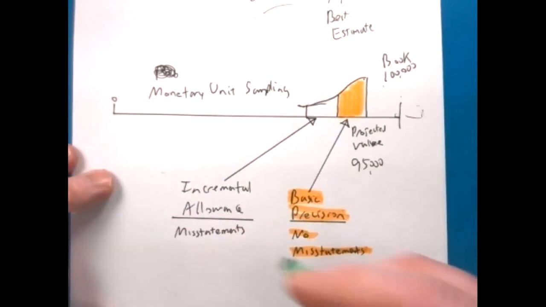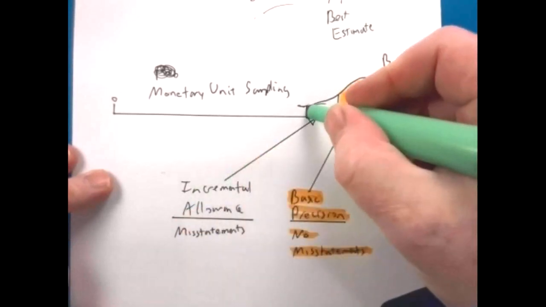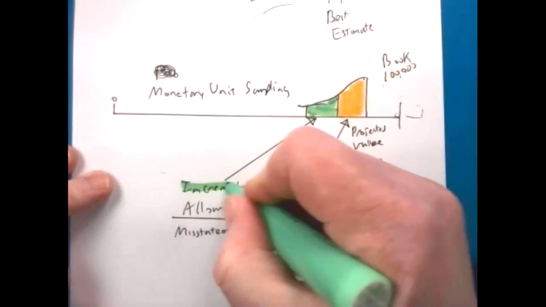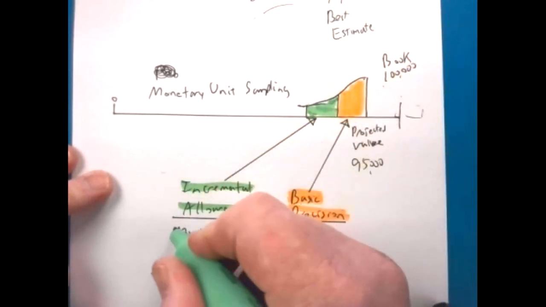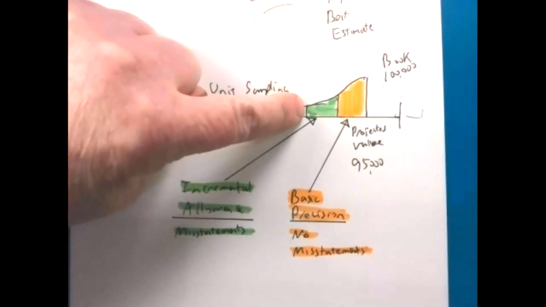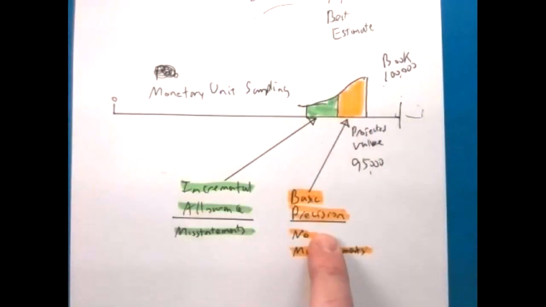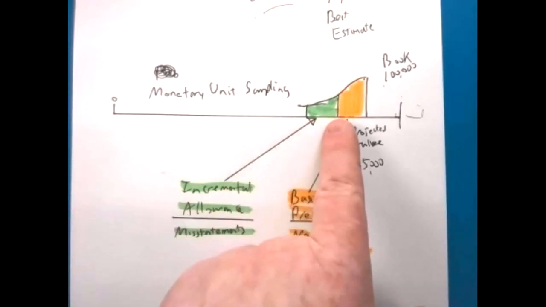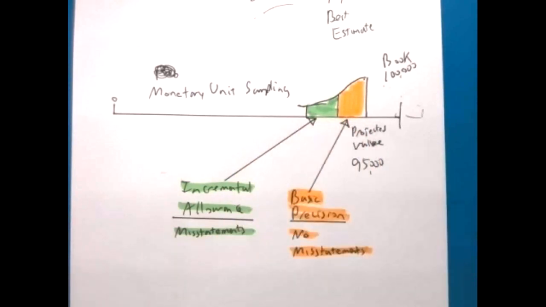If you do find something wrong, if you do find misstatements, we go to this incremental allowance. Look, if you find misstatements, that means this could be off even more. So this is with no misstatements, and this is with misstatements, where it could be off even more. And in this one, it makes a difference how big the misstatements are. Is it a little misstatement or a big misstatement? It makes a difference as far as how far this is going to go down.